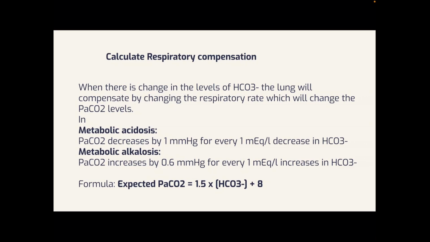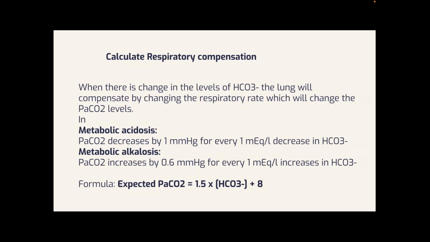There's something else that is a bit advanced. You can calculate the respiratory compensation if it's required, of course. When there is a change in the level of bicarbonate, of course the lung will compensate by changing the respiratory rate, which will change the CO2 level. As we said, in metabolic acidosis, CO2 decreases by 1 for every 1 decrease in the bicarbonate. While in respiratory alkalosis, CO2 increases by 0.6 for every 1 increase in the bicarbonate.